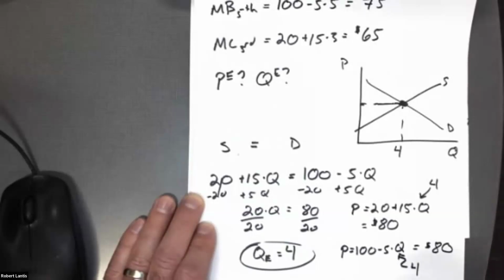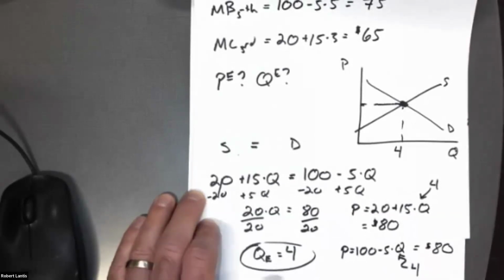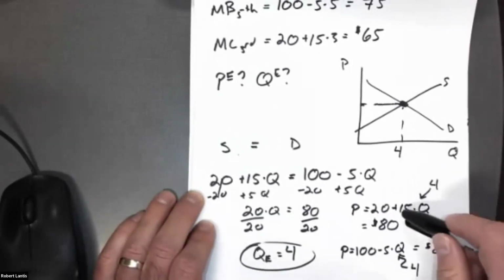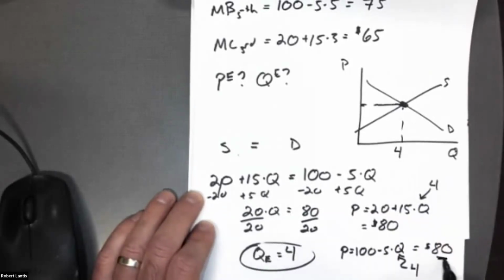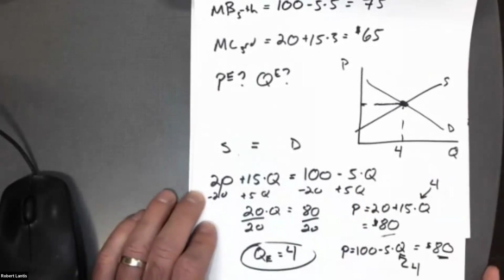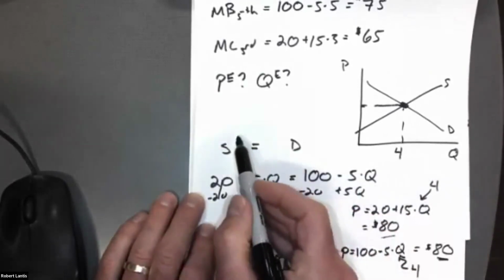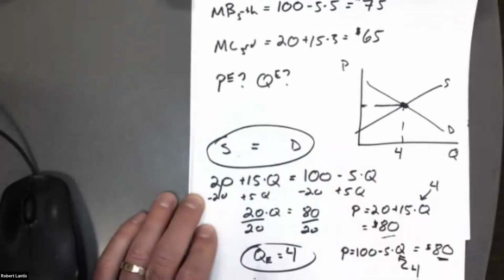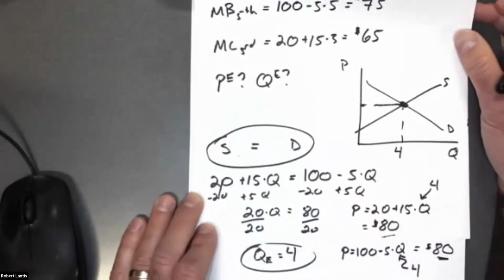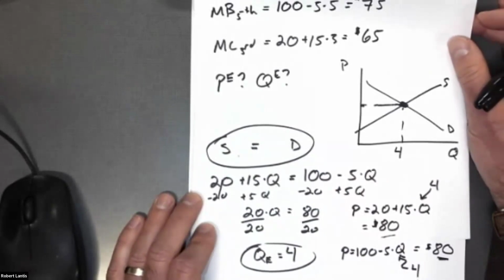Okay. I only have to plug it back into one. If I want to check myself, if I plug it into either one, I should be coming up with the same value. If I'm not, I made a math error somewhere. Okay. I need to go back, set that supply and demand equation equal to each other, then take that equilibrium quantity, plug it into either one to find my corresponding equilibrium price.